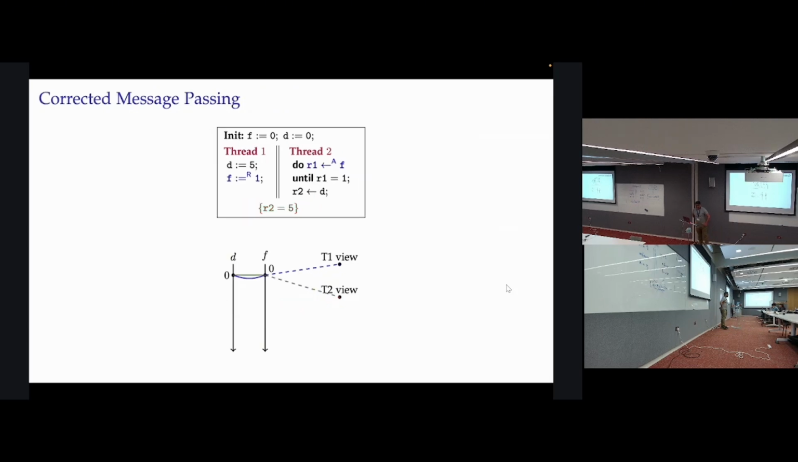Now let's see what happens if we add our favorite annotations, the release acquire annotations. Okay? So again, we're looking at an execution where thread 1 first goes and then thread 2 goes. So, okay, that's as before. Execute this, D is assigned 5. Now we execute this right here.